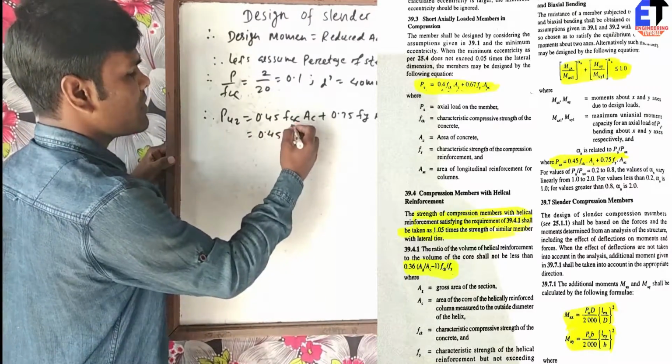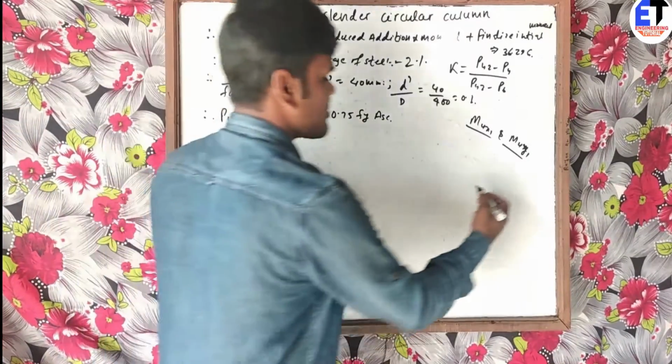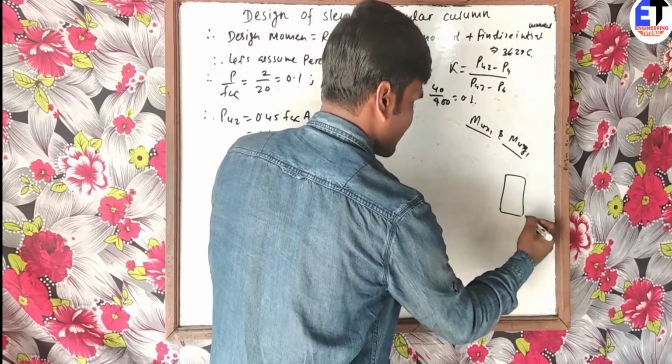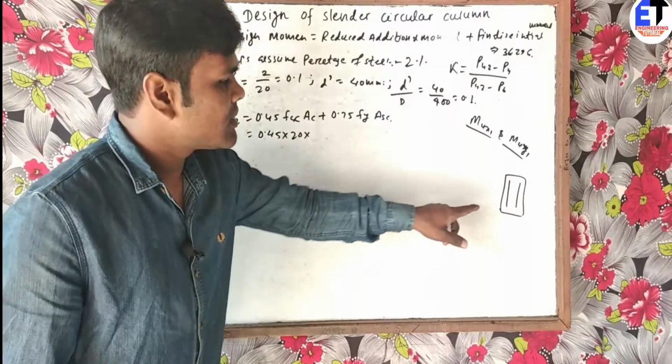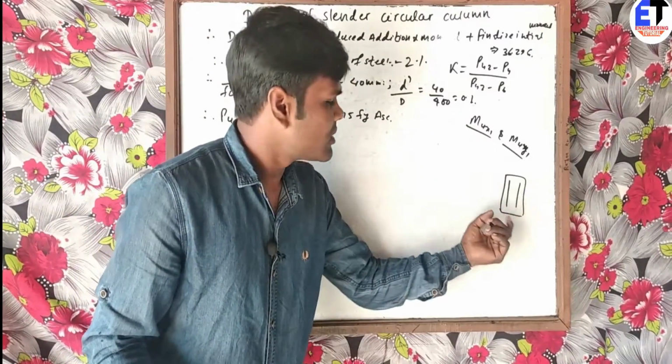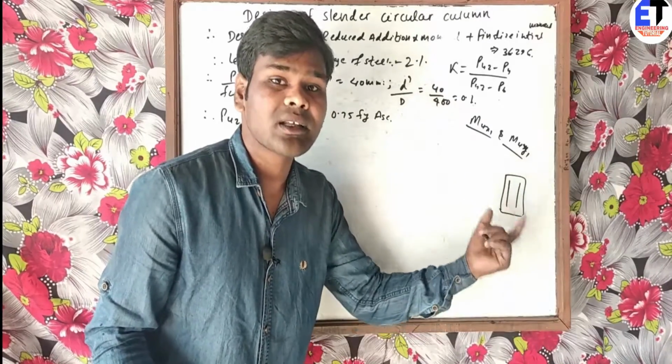0.45, what is the value of fck? 20. What is the value of Ac? It means the area of the concrete. Area of concrete means, if this is the column, then there is also steel available. So what is the area of concrete? The area of concrete is the total area minus the area of the steel bar.